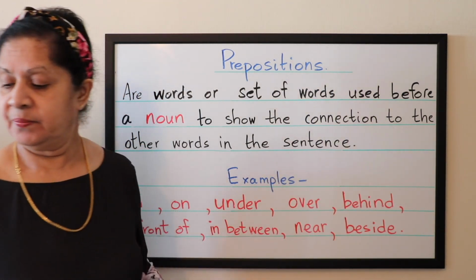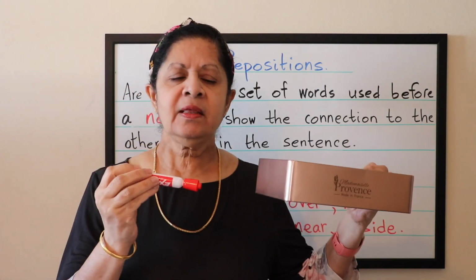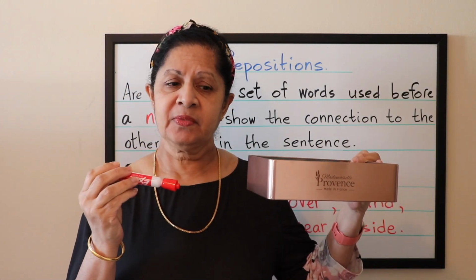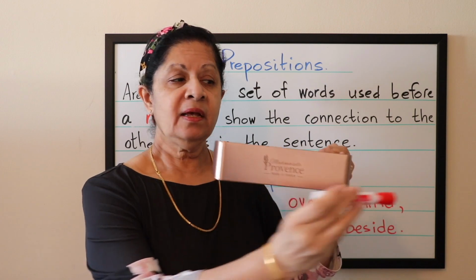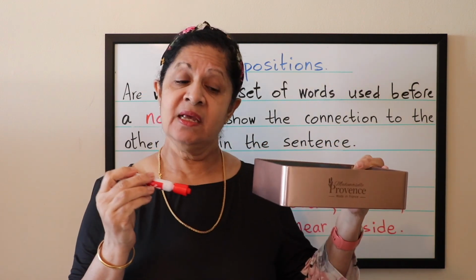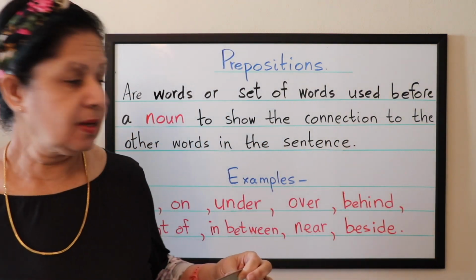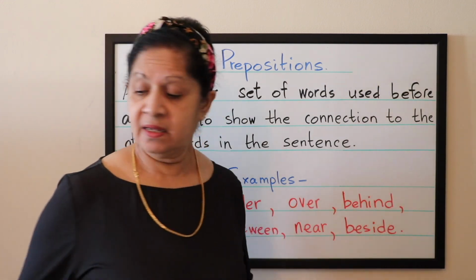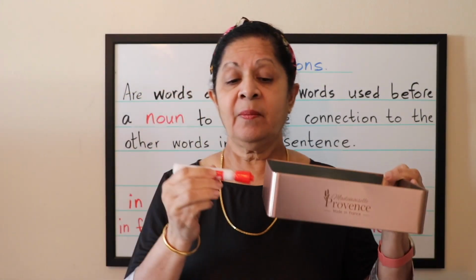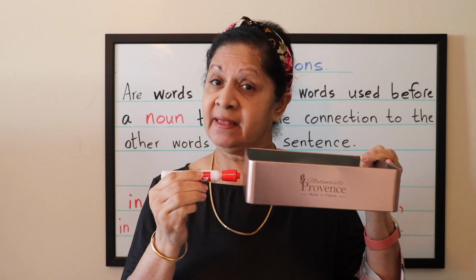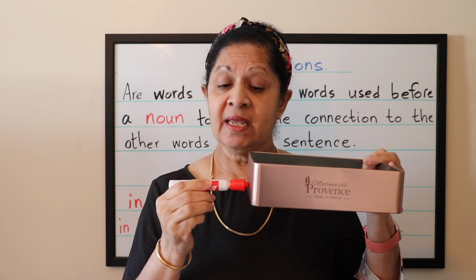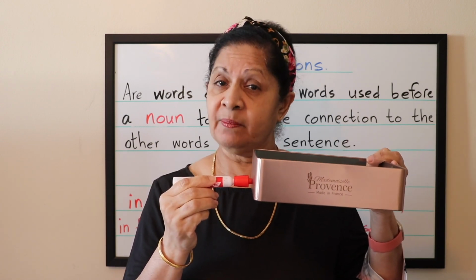Near. The pen is near the box. It can be here or here or here. Beside. The pen is beside the box. The pen is kept beside the box.